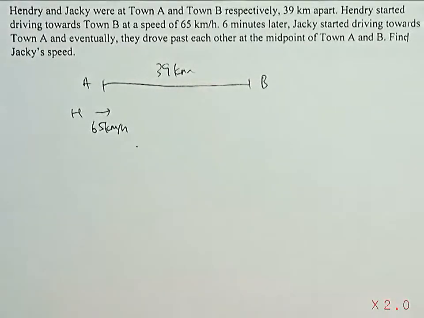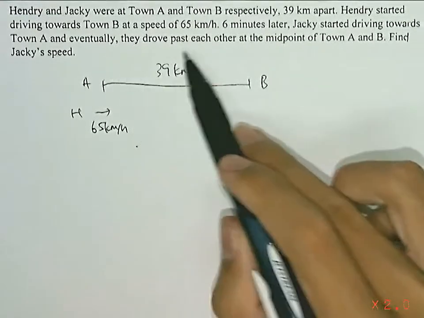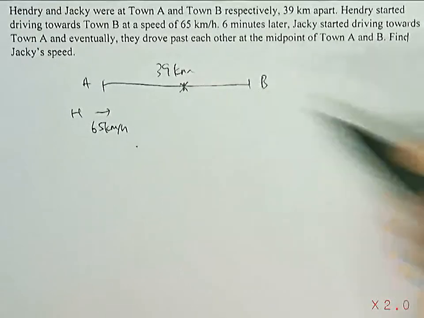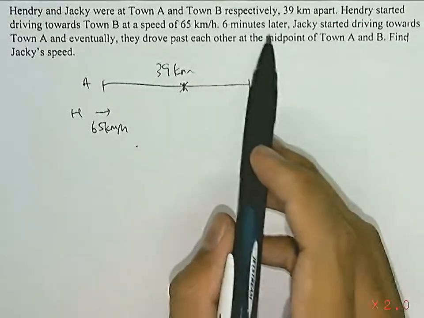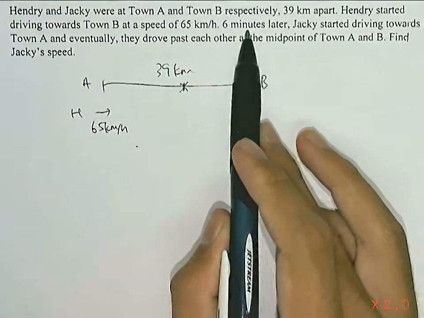65 kilometers per hour. 6 minutes later, Jackie started driving towards town A, and eventually they passed each other at the midpoint of town A and B. So they will meet somewhere here at the midpoint. And before they meet, Henry was driving alone for 6 minutes. So we have the time and the speed.